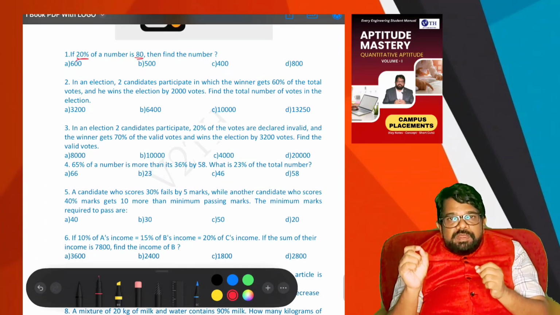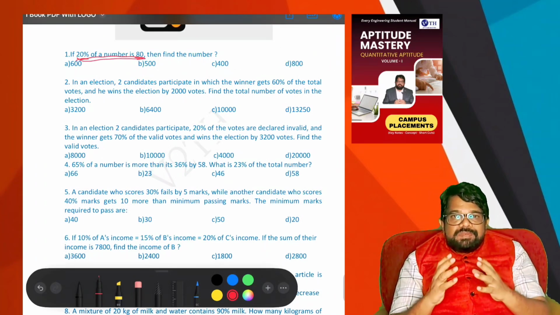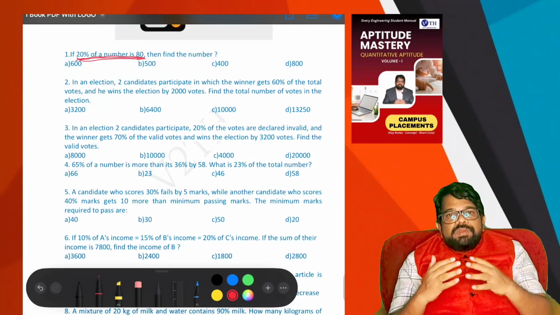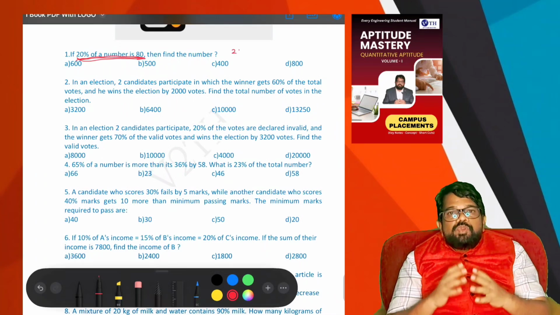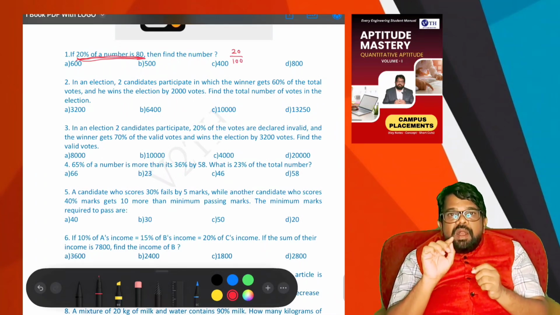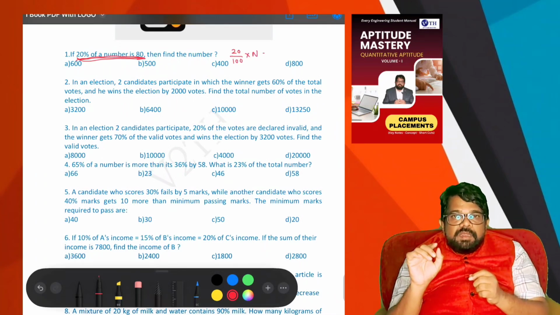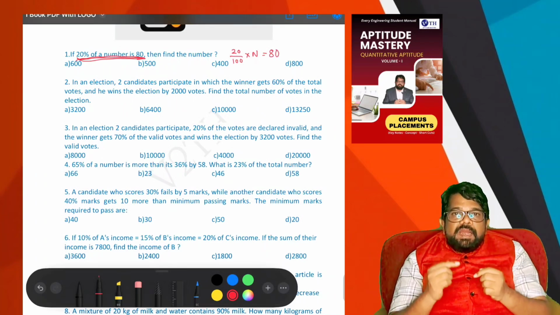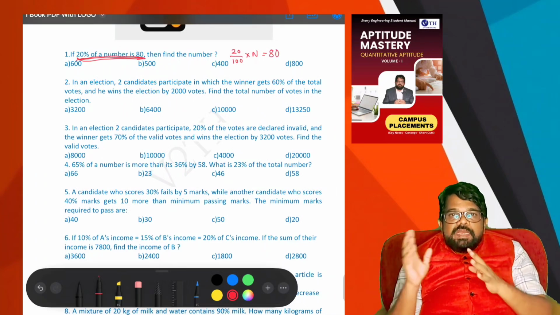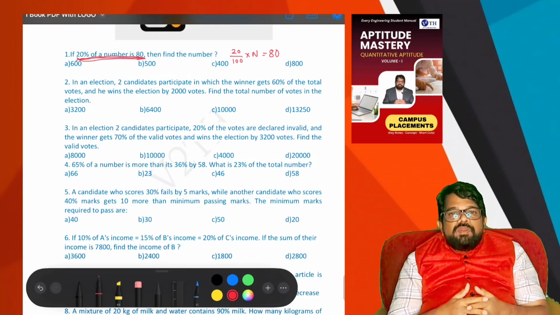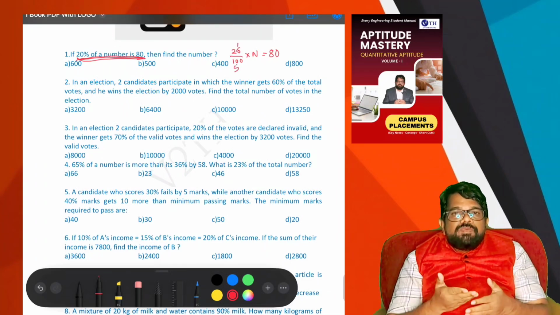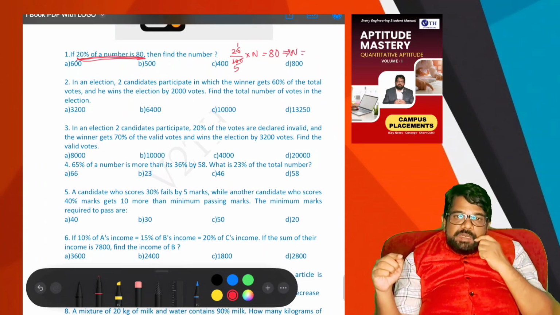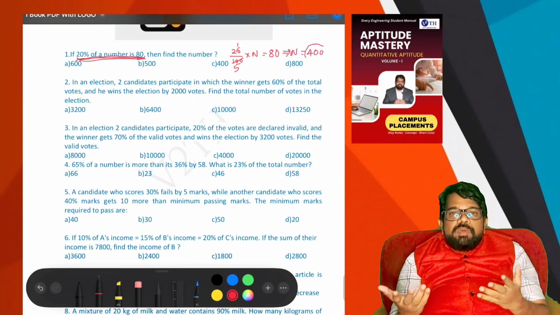20% of number is 80. Convert this sentence into a mathematical equation. How can you convert this into a mathematical equation? 20% means 20 per 100, of means into, number means n, is means equal to 80. So 20 by 100 into n equal to 80. From that you have to calculate the value of n. So 20 and 100 get cancelled, taking 5 to this side: 80 into 5. How much is 80 into 5? 400 again. So number equal to 400.